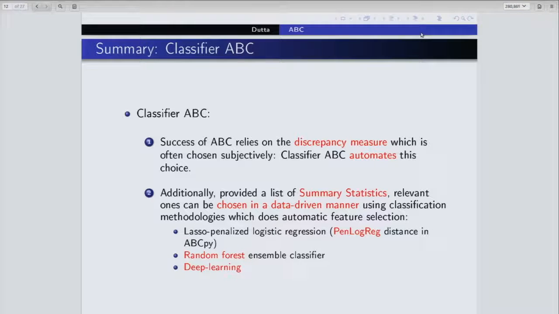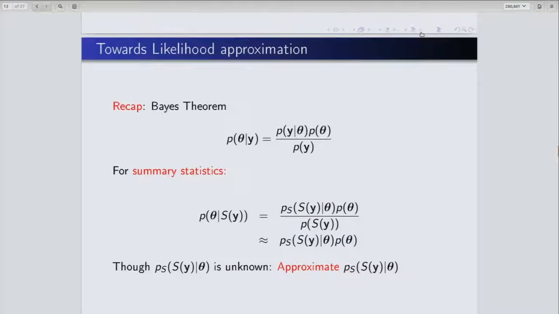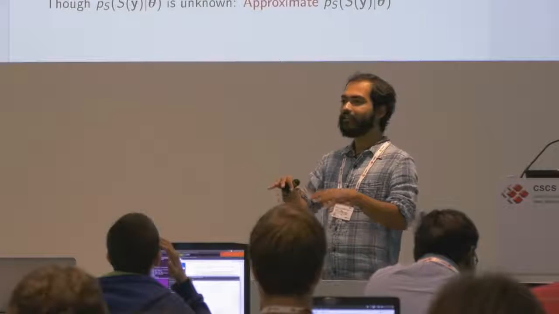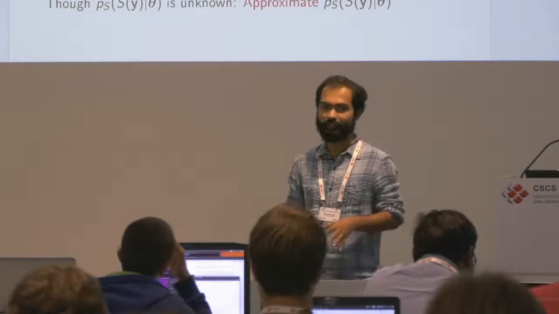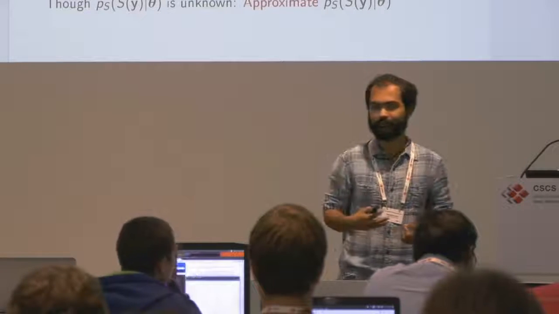We started thinking, the first paper was already out, so how do we solve this other problem? That's why we came out with our new paper, which is towards likelihood approximation. We said, okay, ABC is good, but can we do something inside this other domain of likelihood-free inference, which is likelihood approximation?